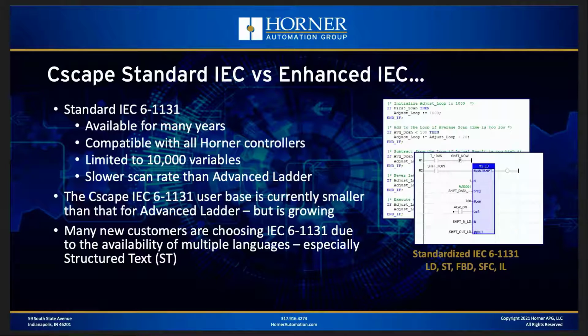Now, it does have some restrictions or some limits. It's limited to 10,000 variables. There are 64,000 total variables in a lot of OCSs. With standard IEC, you're only going to have access to the first 10,000 of those. And you do pay a bit of a speed penalty because it is executed at a slower scan rate than advanced ladder with the standard IEC. Okay, and again, as I mentioned before, we have a relatively small but loyal customer base that is definitely growing.